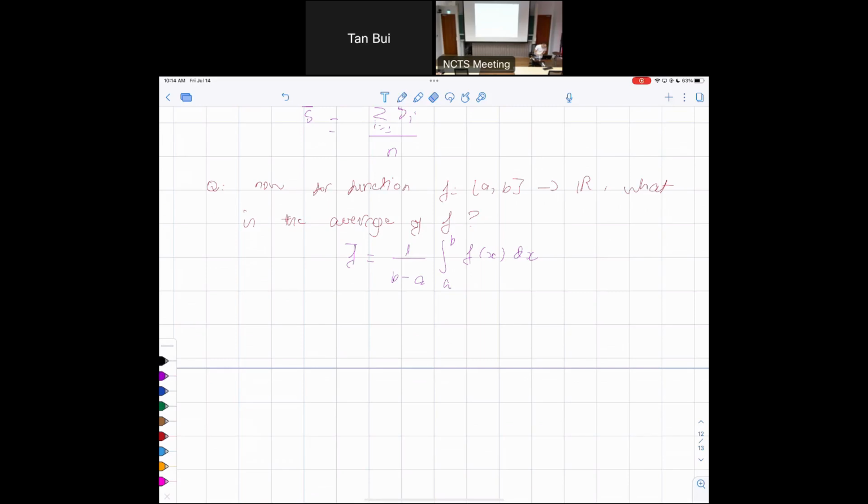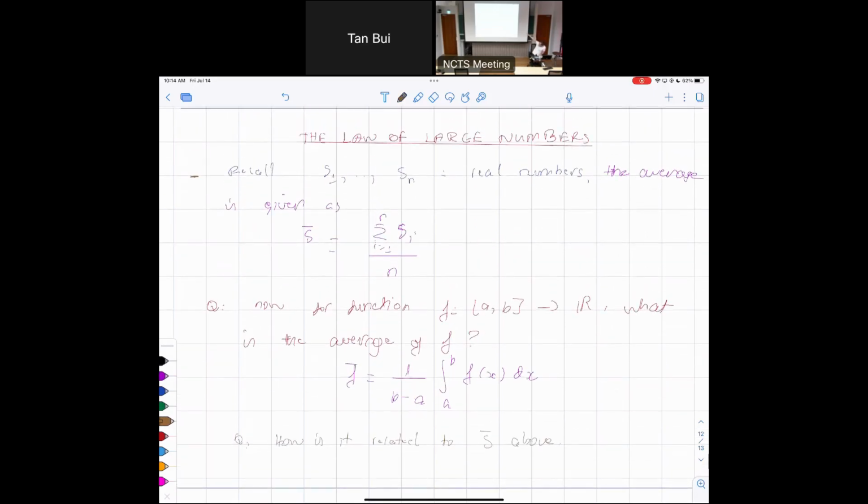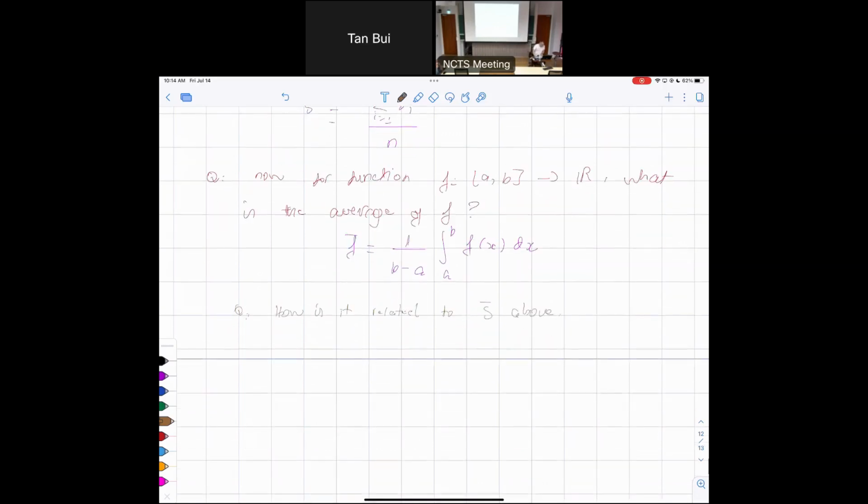So how is it related? Another question I'm going to ask: how is it related to the S bar above? Now we're going to use the elementary definition to derive this. Then we convince ourselves that this is not something foreign to us. It's actually that. I'm going to try to convince ourselves of that, okay?